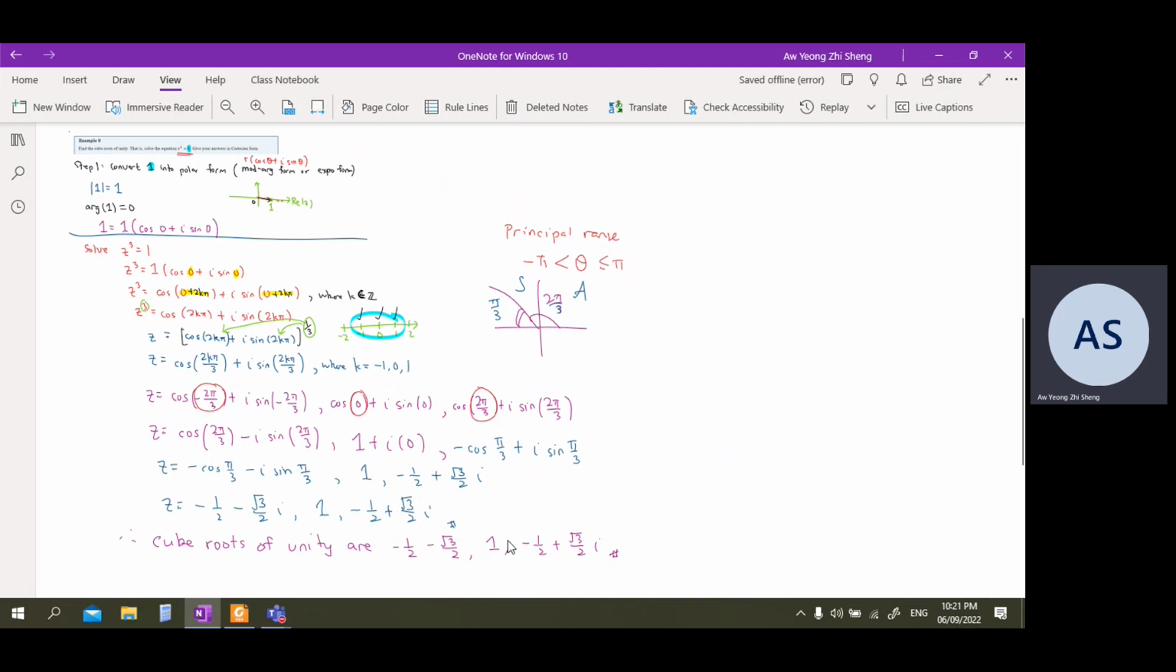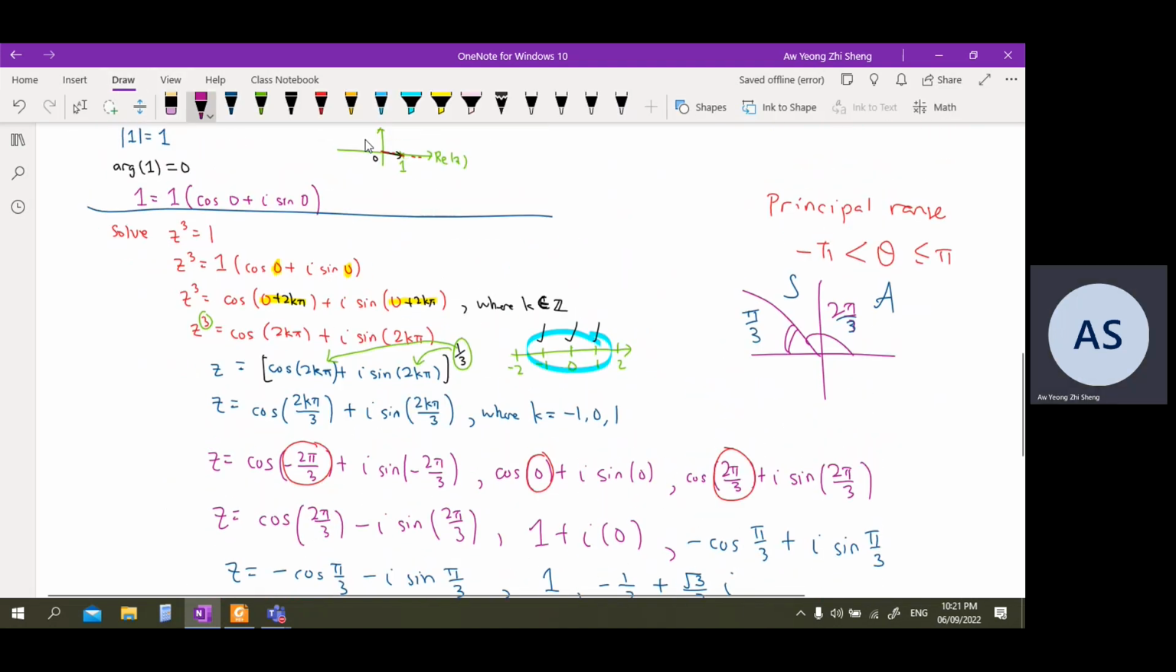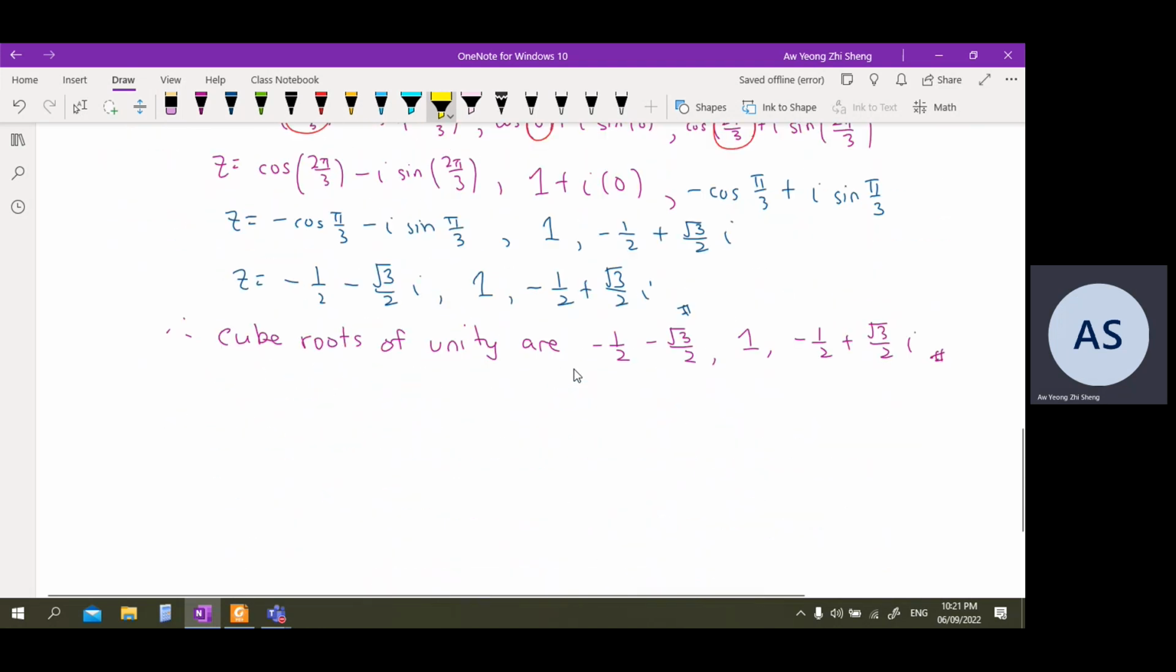Now I have a few additional comments here. When it comes to the step of deciding on the integer values of k, if you solve for cube roots, then you should take 3 consecutive integers which are nearest to 0. Why we take 3 but not any other number is because for cube roots, we expect to have 3 different solutions. Then some people may ask, what if we solve for fourth root? What are the 4 integers which are nearest to 0?